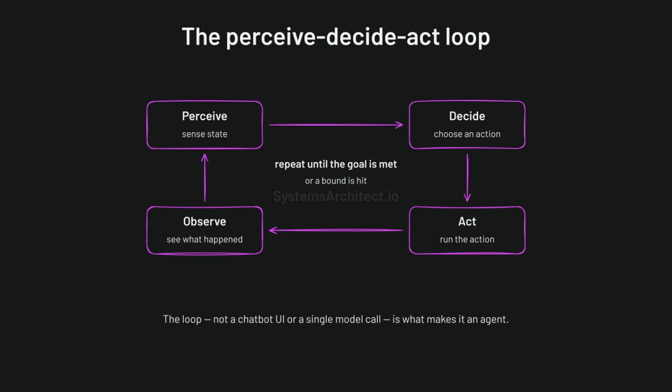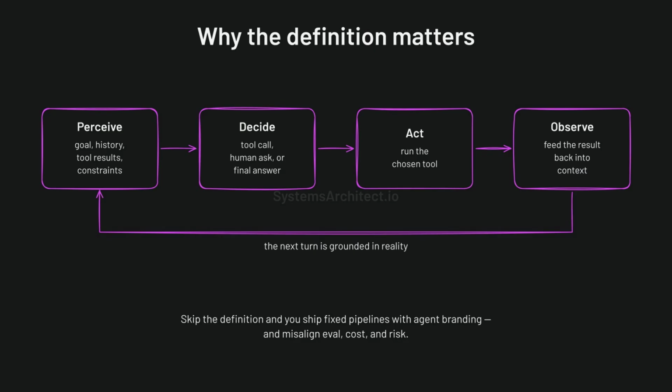AI agents sit in the decision layer of AI cloud architecture. An agent is software that repeatedly senses state, chooses an action, and acts until a goal is met or a bound is hit. That agent loop, not a chatbot UI or a single model call, separates agents from scripts and plain completions. The full cycle is perceive, decide, act, and observe.